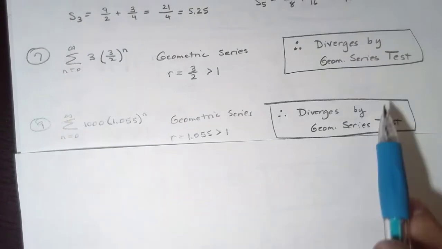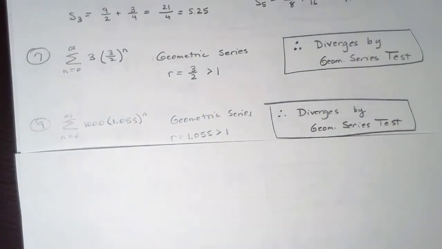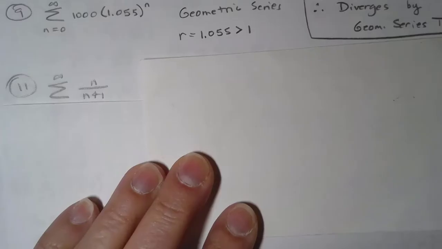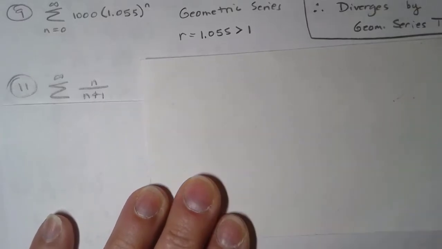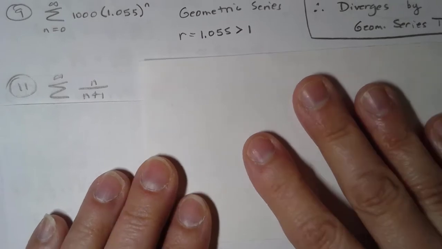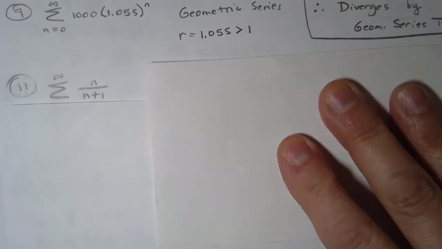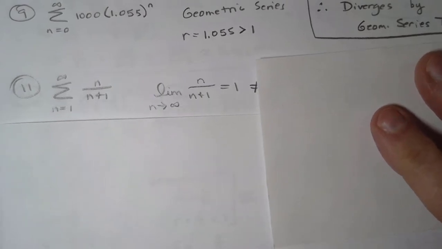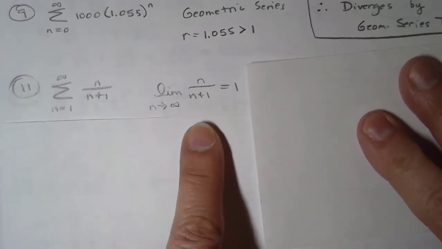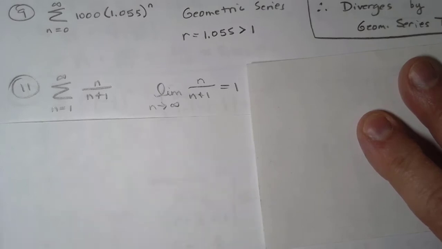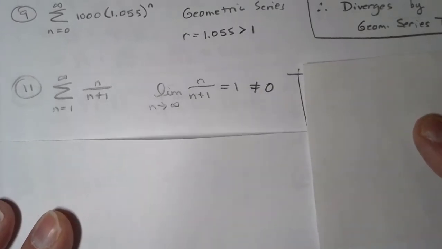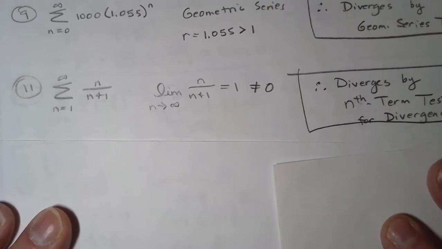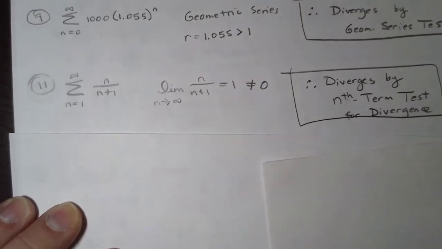This is what you have to write. Yes, you have to write all that information. Do not make shortcuts. Number 11, this one doesn't look quite as obvious to us. It certainly isn't geometric. So now let's see what happens when I look at the nth term. The limit as n goes to infinity of my nth term is 1, which is not 0. So this diverges by the nth term test for divergence.